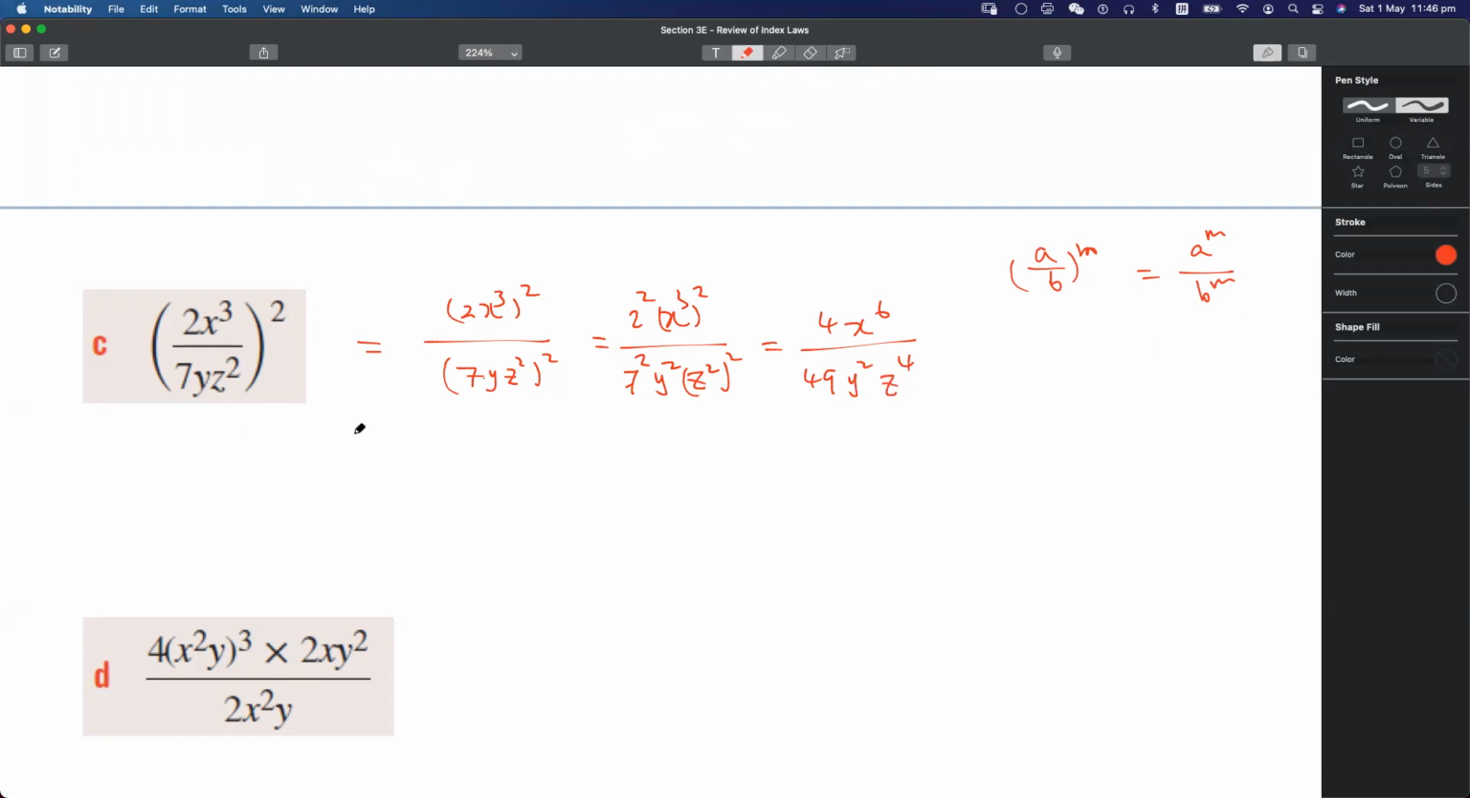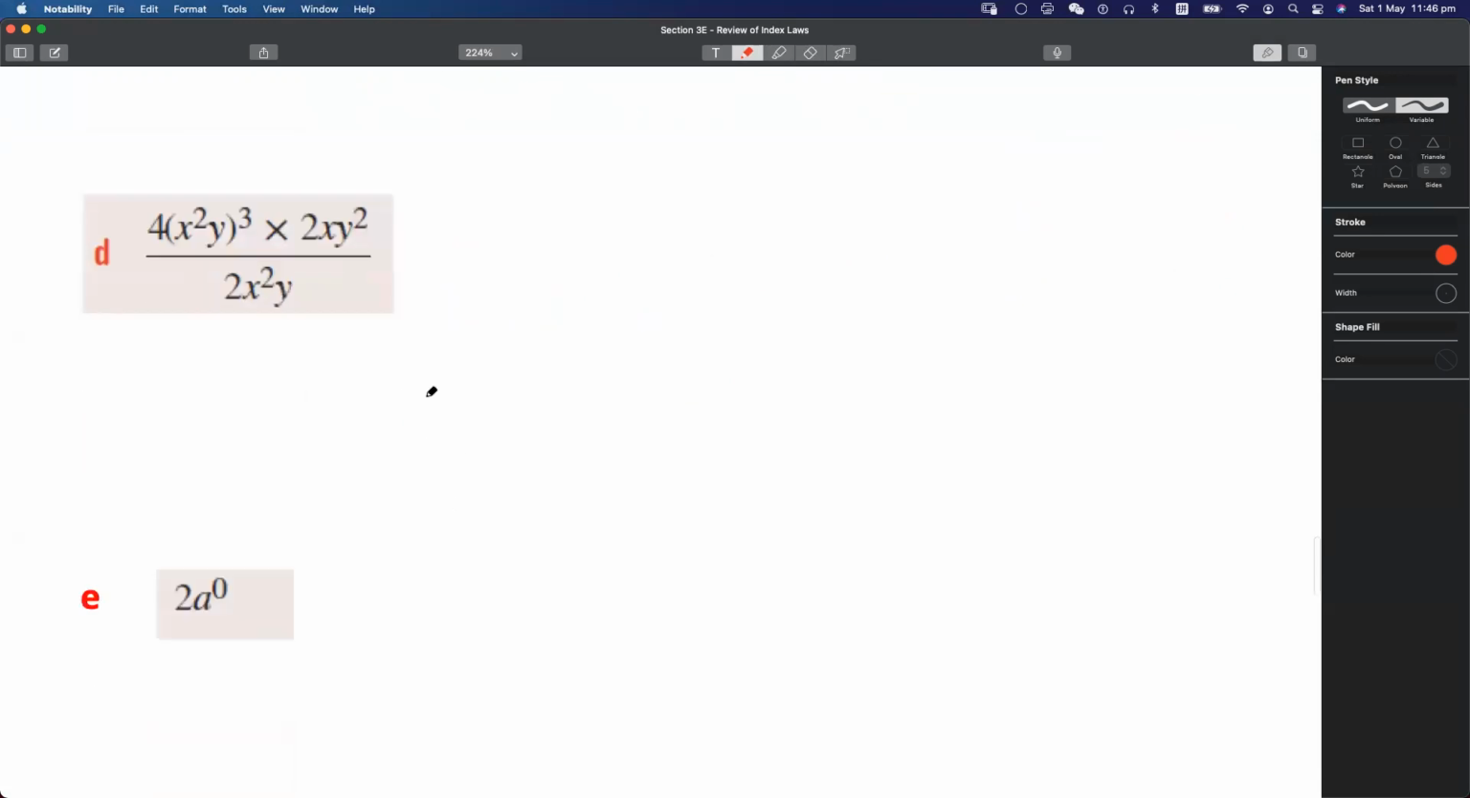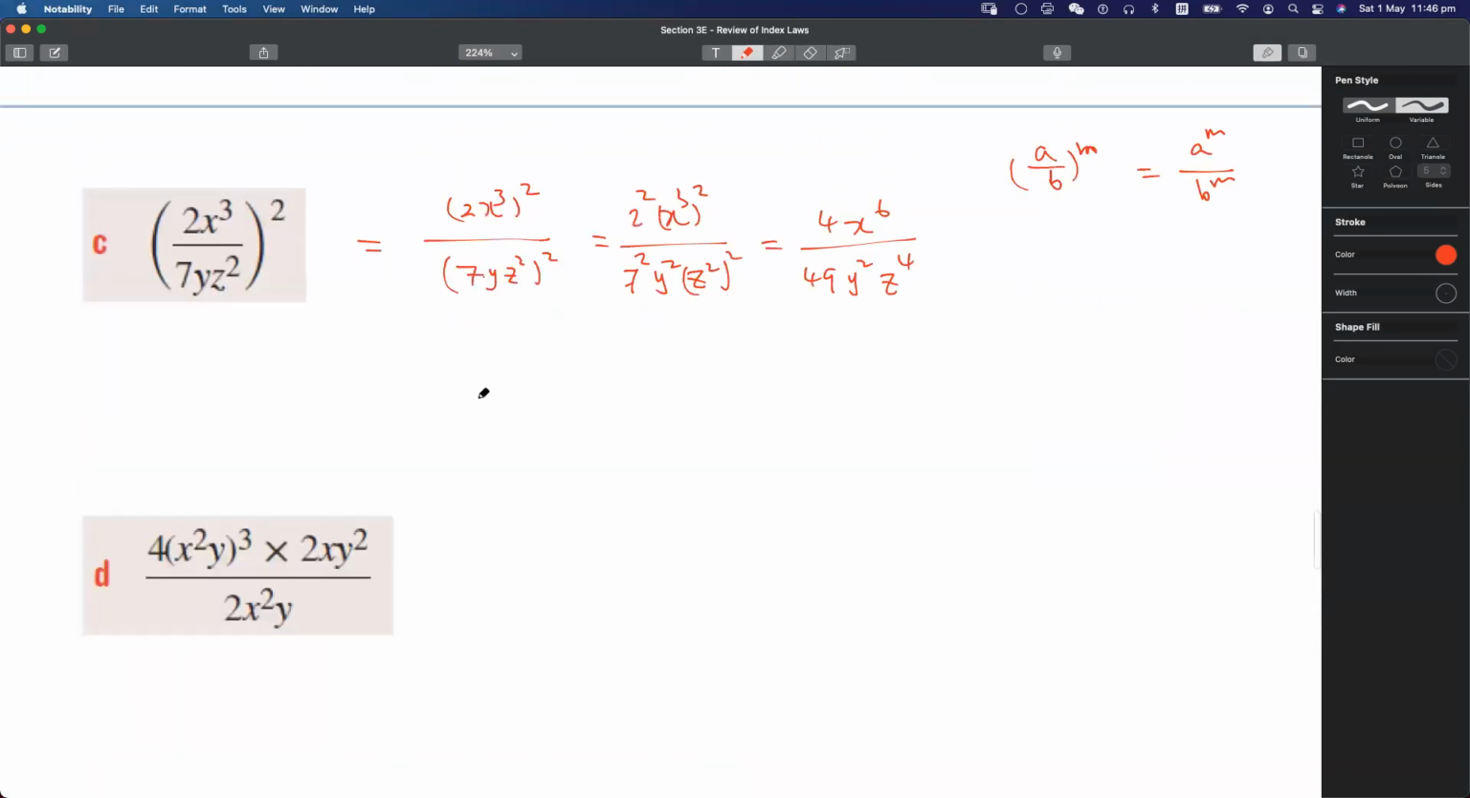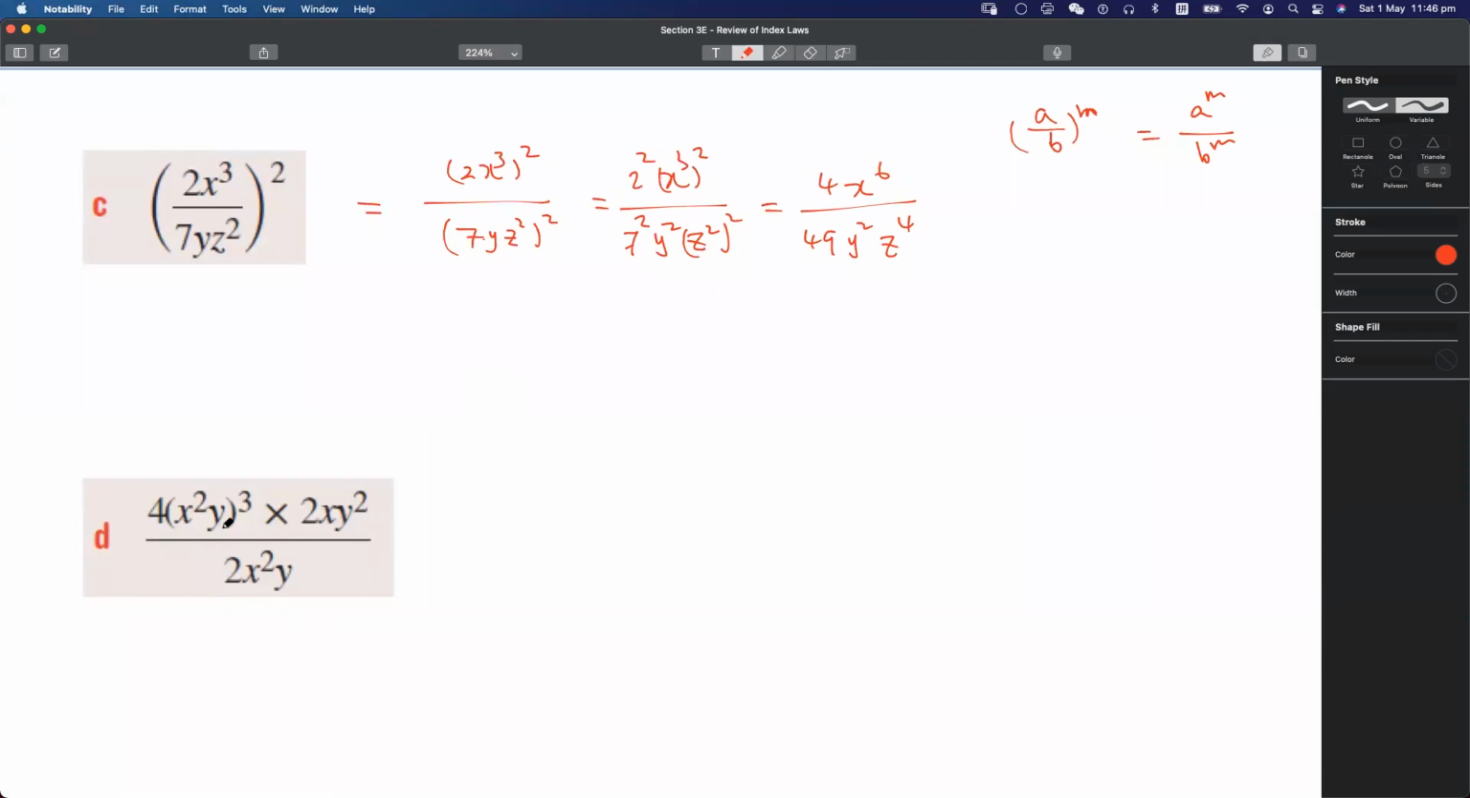All right, so that's a combination of index laws. Be careful with that. Okay, last 3 examples. Here we've got multiple parts, so take a look at the brackets first. This is equal to 4, stays the same, and x to the power of 2, and this 3 distributes to each base here. So x to the power of 2 times to the power of 3, and y to the power of 3, times 2xy squared divided by 2x squared y.